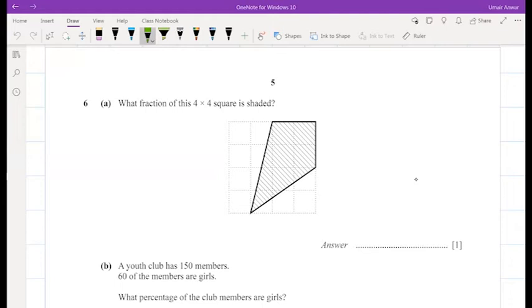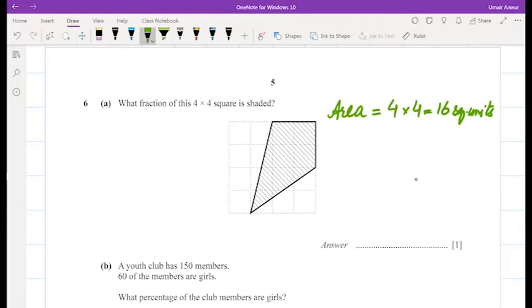The first question that we are going to solve today is question number 6. Part A says, what fraction of this 4 by 4 square is shaded? So in this figure, as we can see, the area of the complete square is going to be 4 into 4, which is 16 square units.